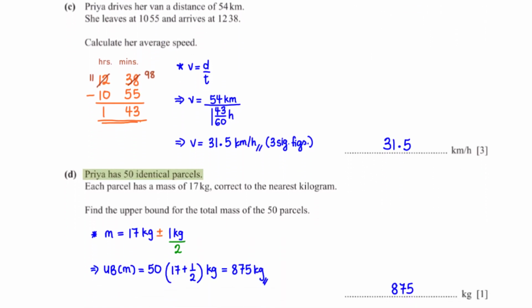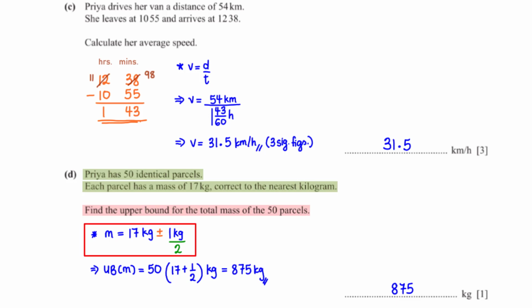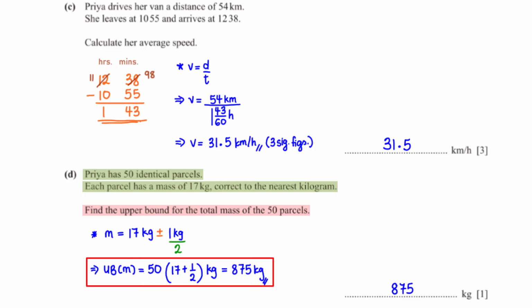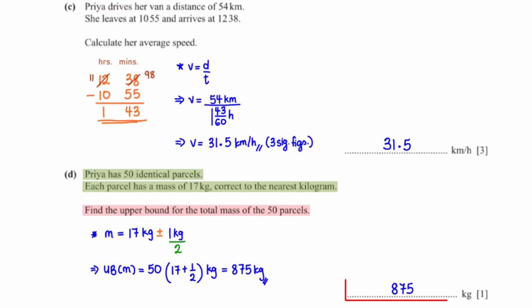Priya has 50 identical parcels. Each parcel has a mass of 17 kilograms, correct to the nearest kilogram. Find the upper bound for the total mass of the 50 parcels. To correct the mass to the nearest kilogram, we have 17 kilograms. Then we bring in plus and minus 1 kilogram. Then we divide 1 kilogram by 2. To get the upper bound of the mass, we ignore the minus, so we have 17 plus 1/2 kilograms. We want to find the upper bound for the 50 parcels, so we multiply this by 50. This gives us 875 kilograms.